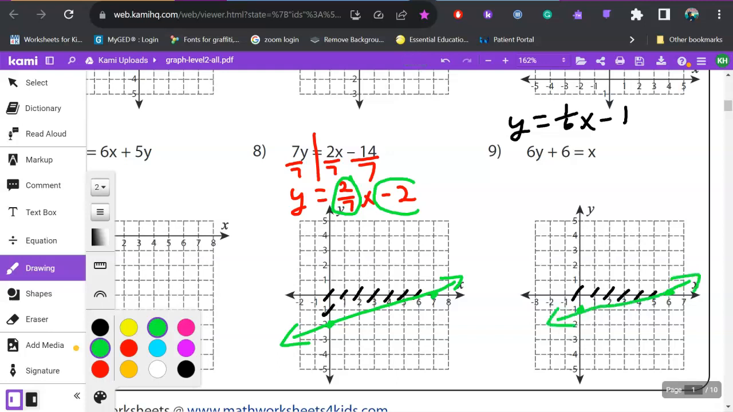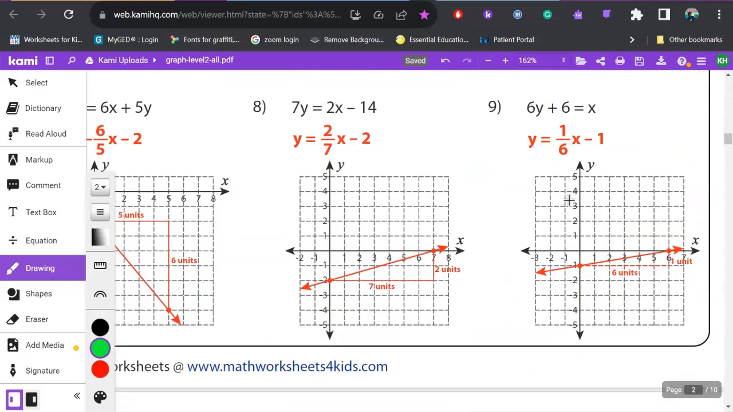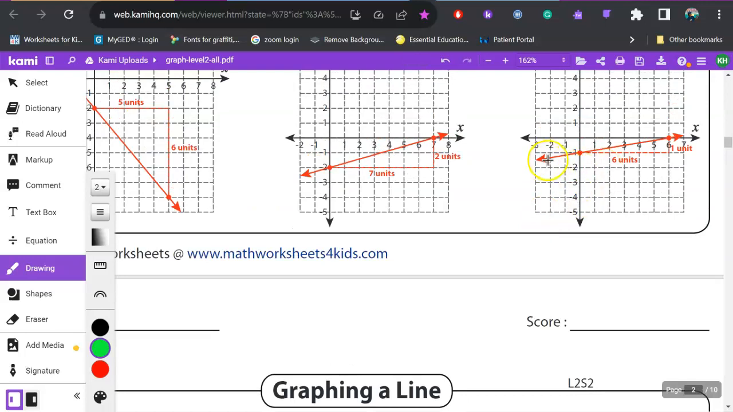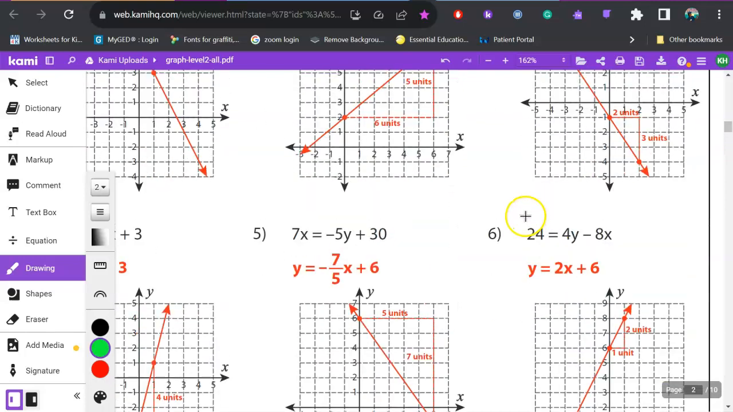Very, very small slope right there. Very small slope. But it would look something like that if I knew how to draw straight. It would look like that. And as you can see, very small slope. Going just like that. But that's where we are.